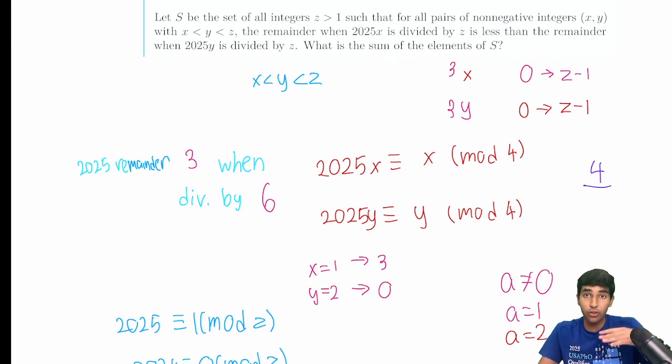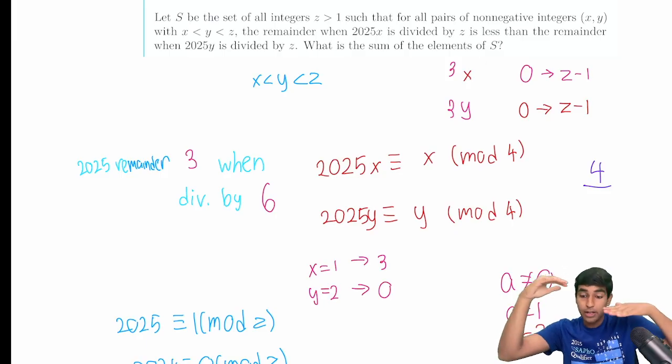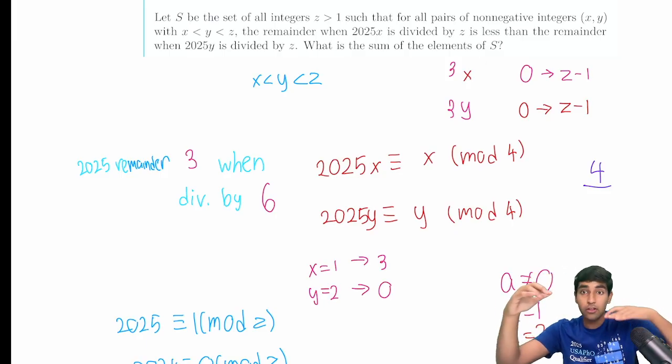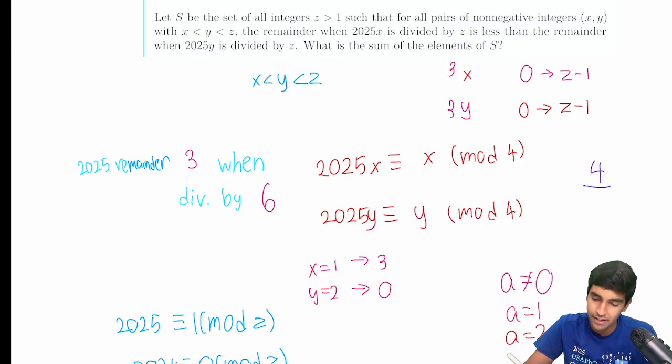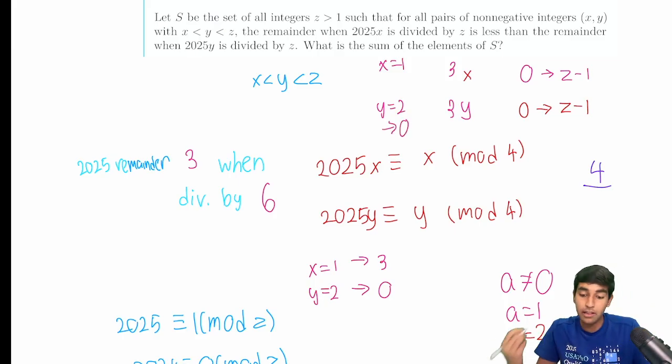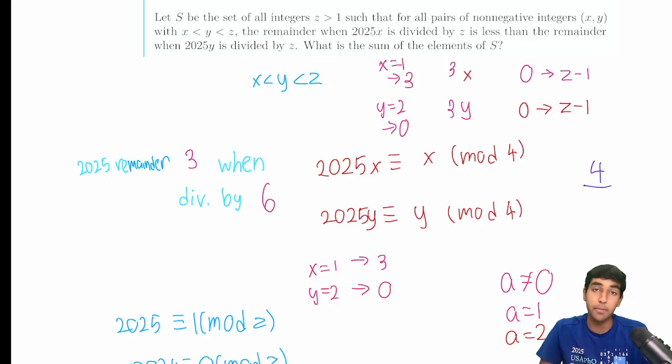It will hold true in the beginning, right? But let's just pick x equals 1 and y equals 2. So 3 times 2 leaves a remainder of 0 when divided by 6. 1 times 3 leaves a remainder of 3 when divided by 6. And clearly, this remainder is not bigger than 3, even though y is greater than x. So this is a contradiction.